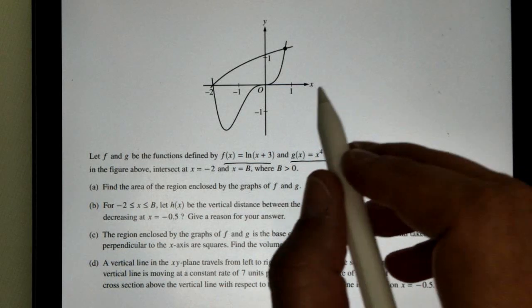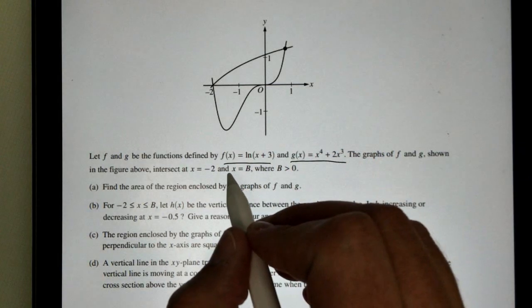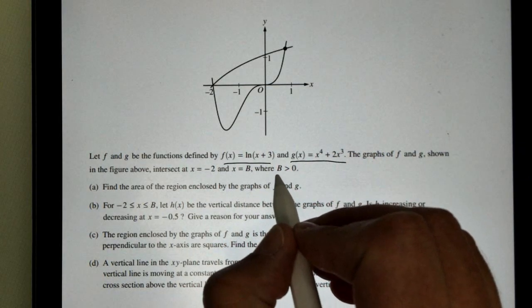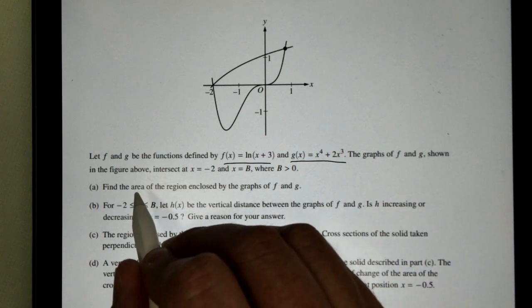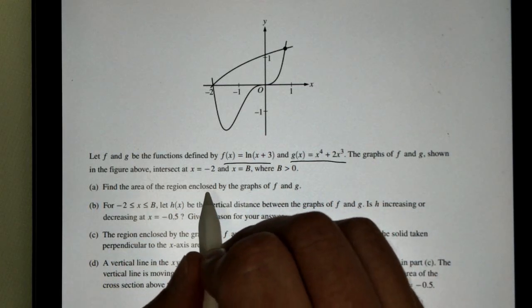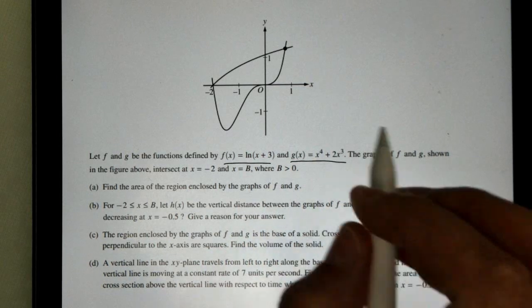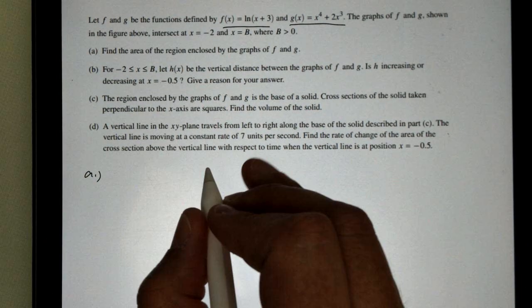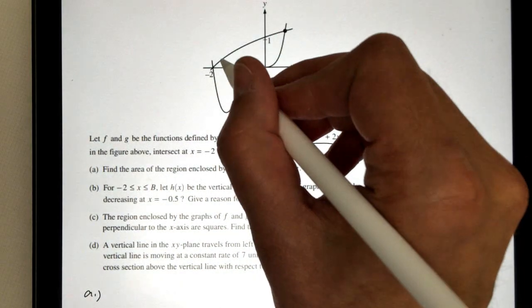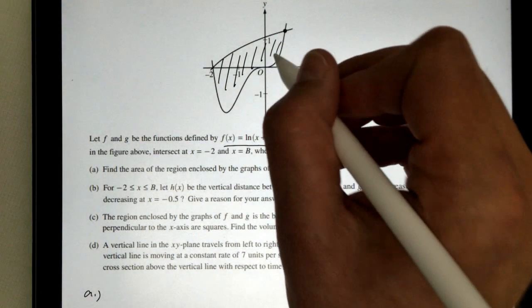Oh, how nice. They tell us that they're going to intersect at -2, and at x equals b, where b is just some unknown value, but it's greater than 0. The first question says, find the area of the region enclosed by the graphs of f and g. So for part A, it's pretty easy to do. I'm looking just for this area, so I can shade that in if I wanted to.